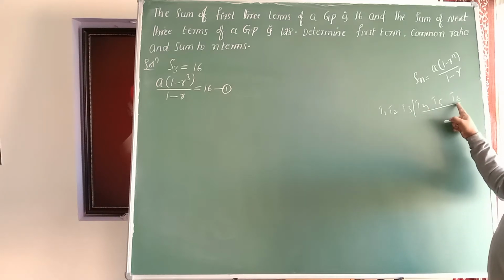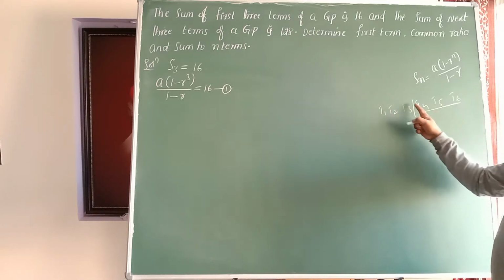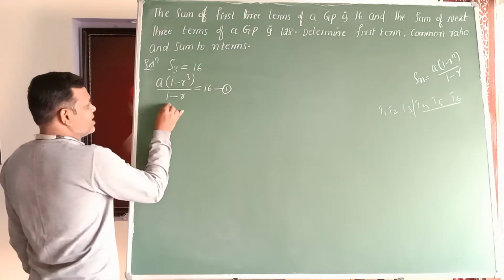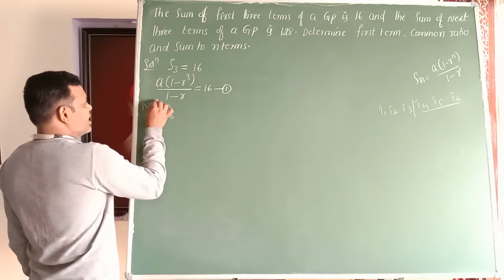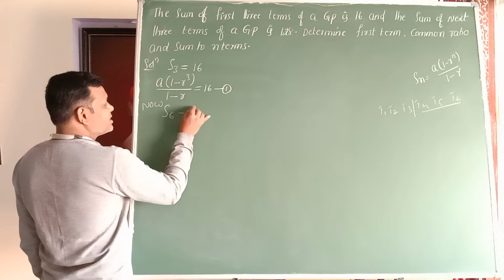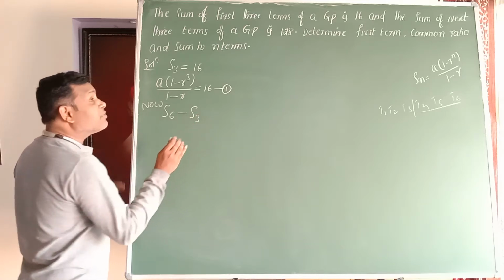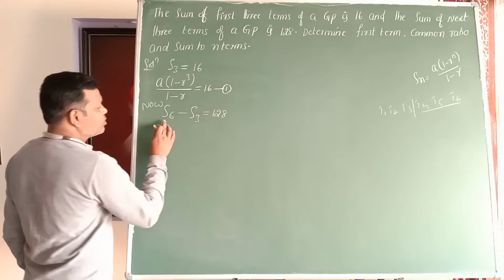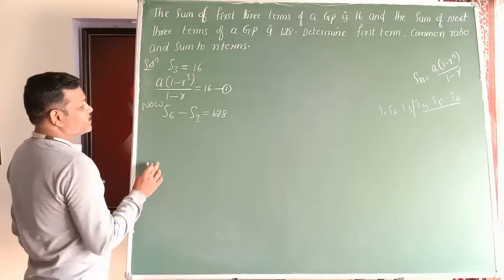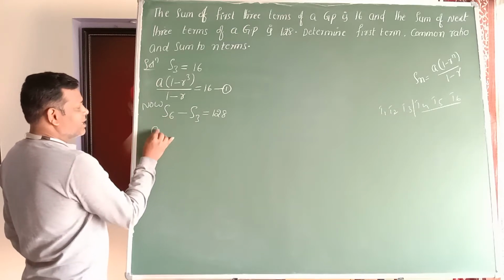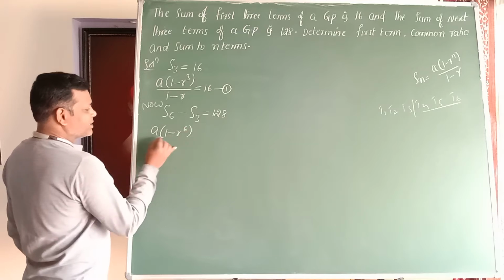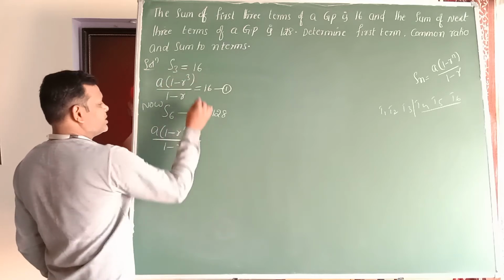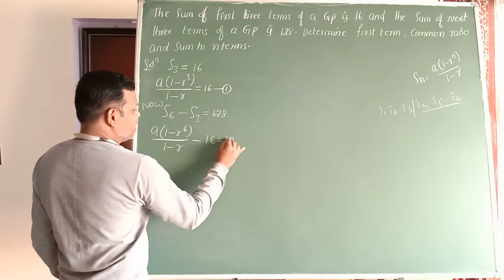The sum of the next 3 terms is given by the sum of all the terms minus the sum of the first 3 terms. I mean, what I have to write? The sum of all the 6 terms, that is S6. Now, S6, the sum of all the terms minus the sum of the first 3 terms, gives the sum of the next 3 terms, which is 128. Now just use the formula. S6 is nothing but A into 1 minus R power 6 divided by 1 minus R, minus S3, the sum of the first 3 terms, which is 16, is equal to 128.